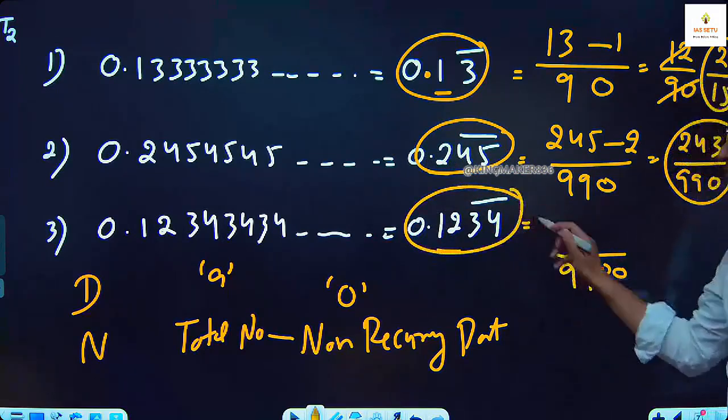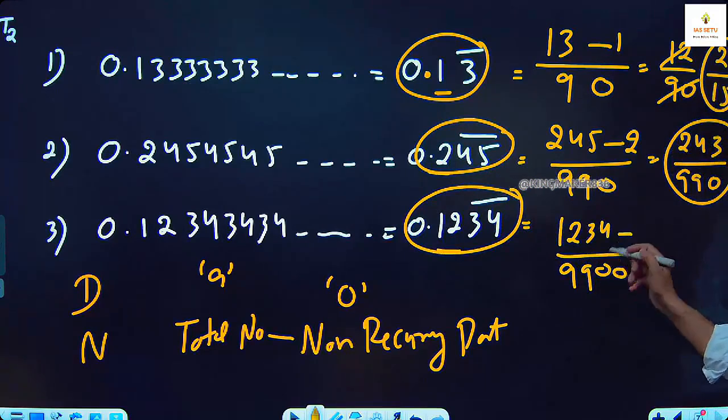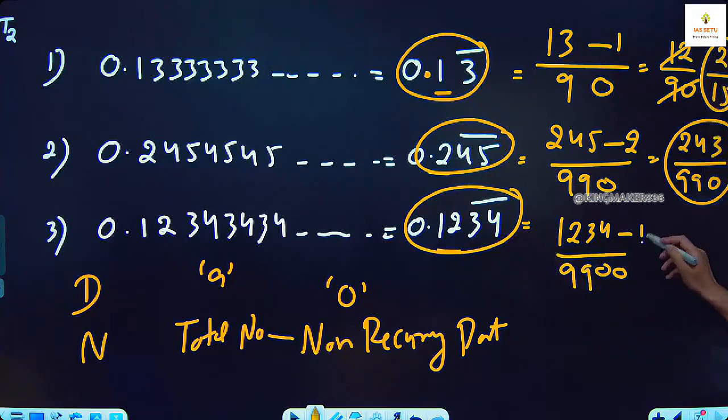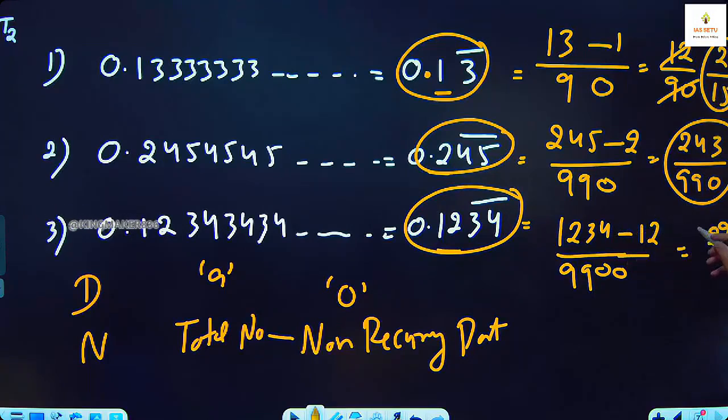What is this total number? 1, 2, 3, 4. And what is non-recurring? 1 and 2, 12. 4 minus 2, 2; 3 minus 1, 2. 1222 upon 9900. This is your answer.